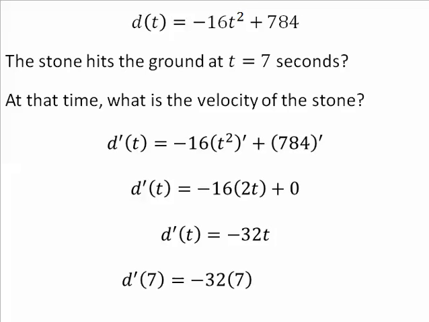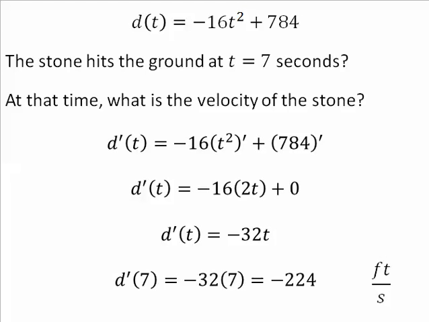At 7 seconds, the velocity is equal to negative 32 times 7, or negative 224 feet per second. So at impact, the velocity is negative 224 feet per second.